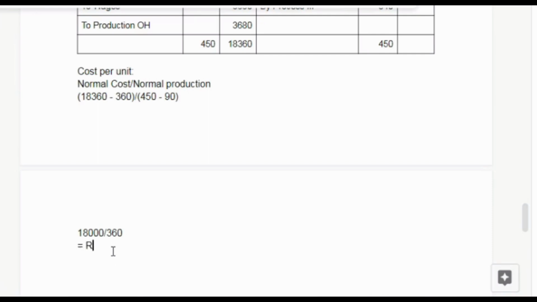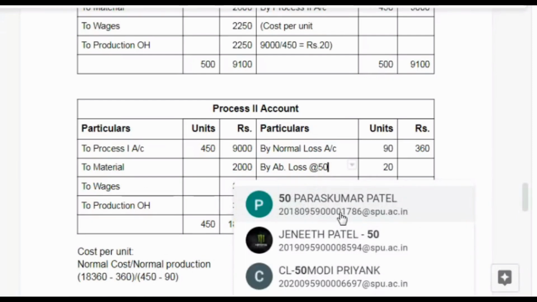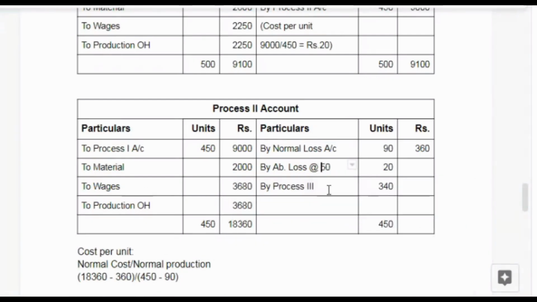And finally, what the answer is? Rupees 50 per unit. 50 રૂપિયા per unit ની cost બને છે. And that will be utilized here at the rate 50. Correct? At the rate 50. Same here at the rate 50. 50 રૂપિયા પ્રમાણે લખવાનું. ક્લિયર?